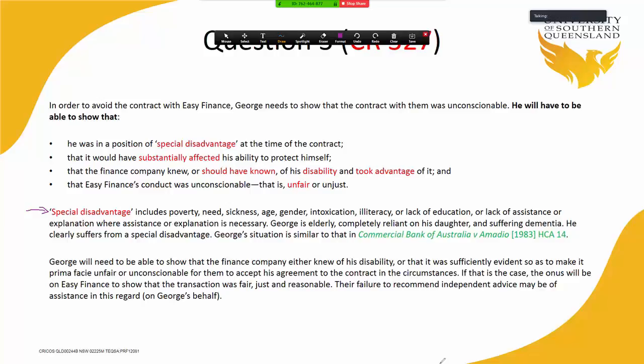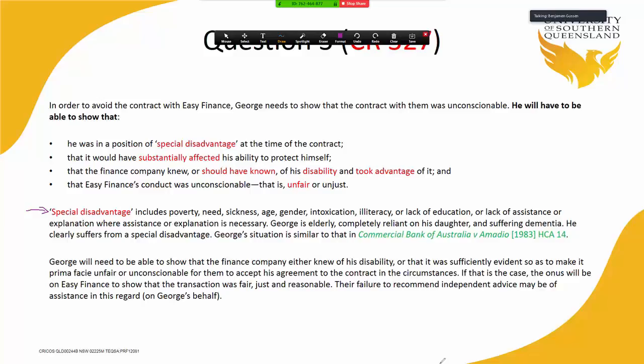So I expect that if there's an answer to this question, in an exam, it would include that. What else do you think I might put in the answer guide and expect you to talk about if that was an exam question? George's dependence on Lily, so Lily has some sort of power over him. So who are the parties again?